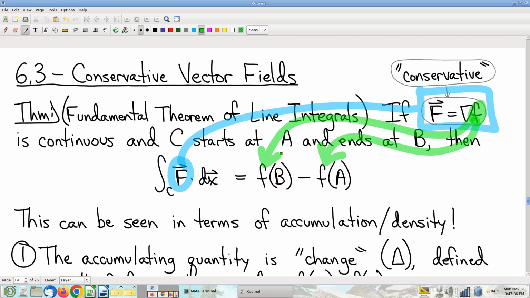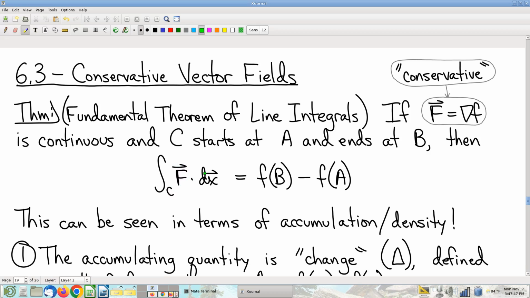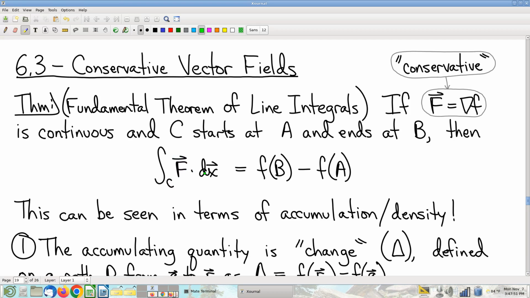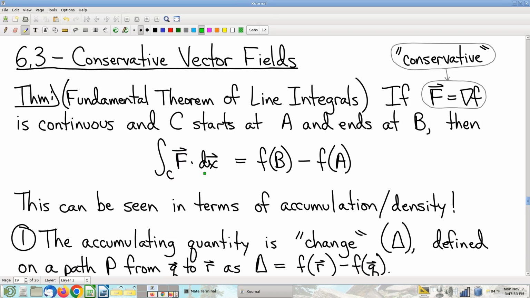What do you think? Does that seem plausible? Any questions so far? We got examples and discussions and motivations coming up. Okay. All right. So I'm going to show you an example in just a bit, but I want to talk about why this theorem is true.